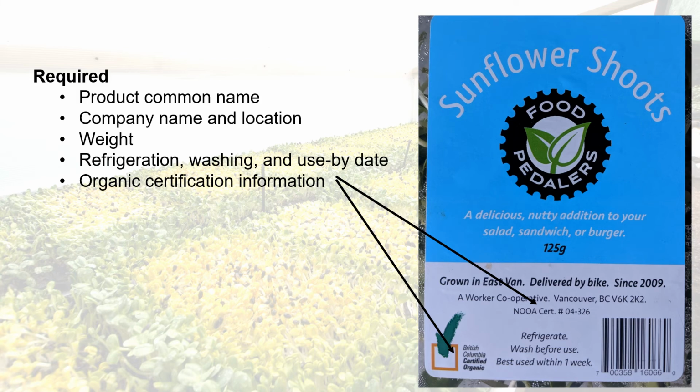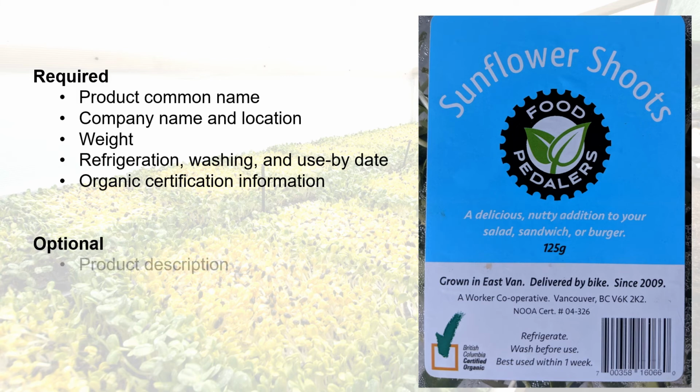What's lacking on this label, even though not required, is that at the top it doesn't say organic sunflower shoots. But enough people recognize this label that it's good to have it on there and sufficient for conveying that. There's also optional detail on this label. The color, of course, is optional, but once again, that's really important for marketing.